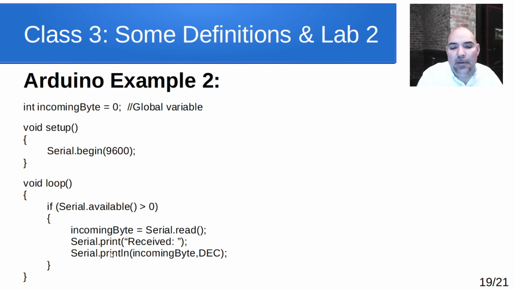So these print and print line are fairly highly overloaded functions that can print in a variety of formats and in a variety of different ways. So I'd suggest looking at the documentation for that.